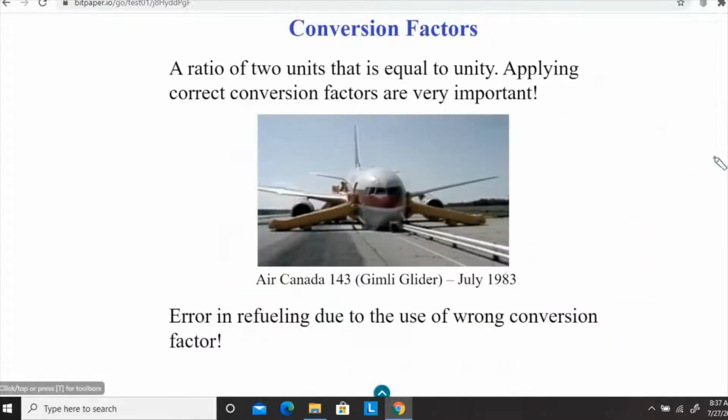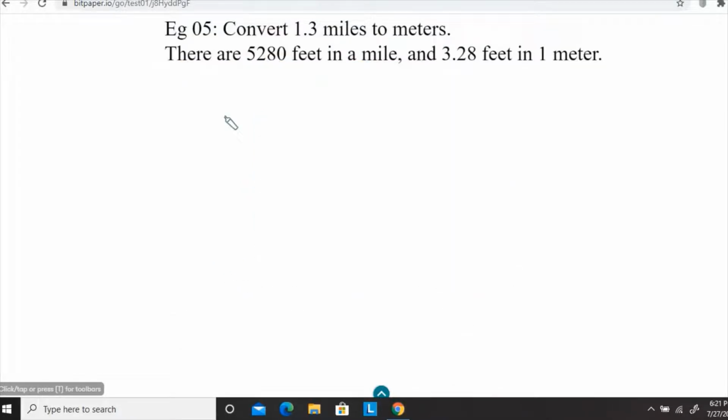So a conversion factor can be defined as a ratio of 2 units that is equal to 1 or unity. You'll see that applying the correct conversion factor is very important, because if you apply the wrong conversion factor, that could end up in a huge disaster. You can look up this incident; it basically happened due to using an incorrect conversion factor during the refueling process of this plane. Now let's look at some examples that are more involved.